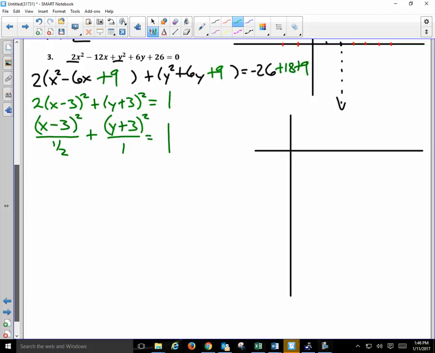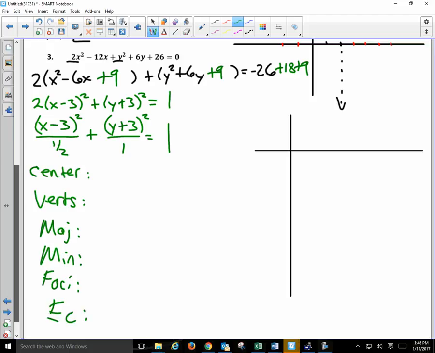Let's list all the important pieces. We start with the center, the vertices, the major axis length, the minor axis length, foci, and eccentricity. After this, we are done. Center, 3.